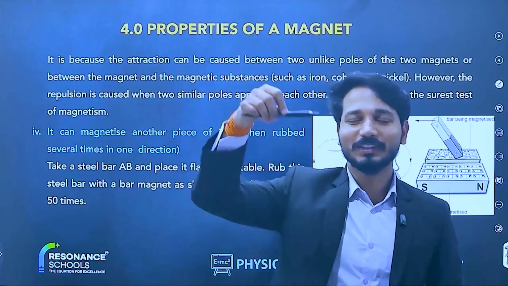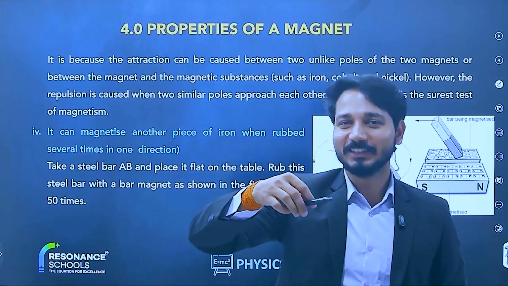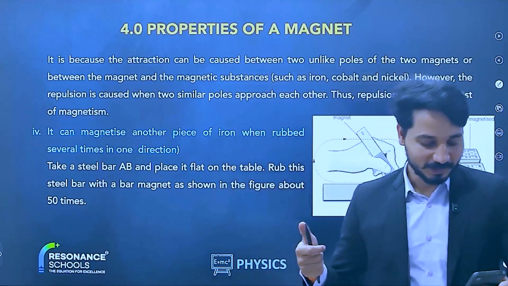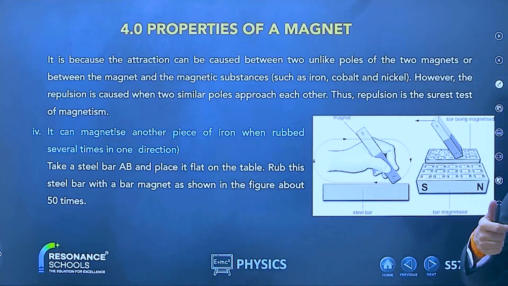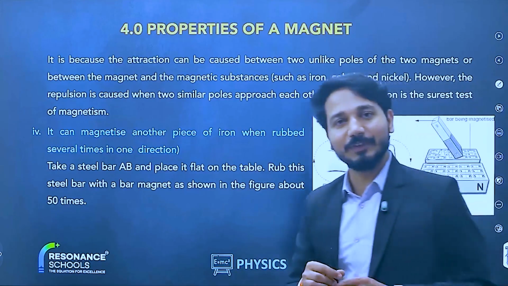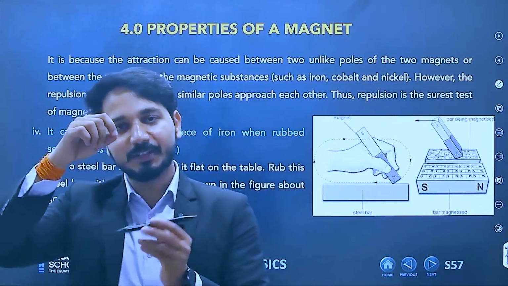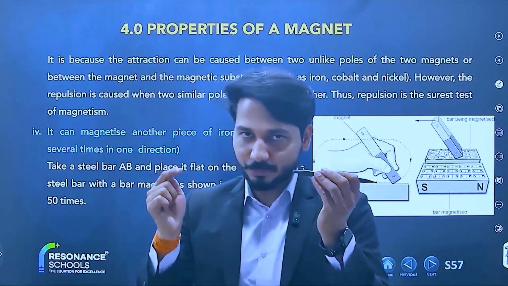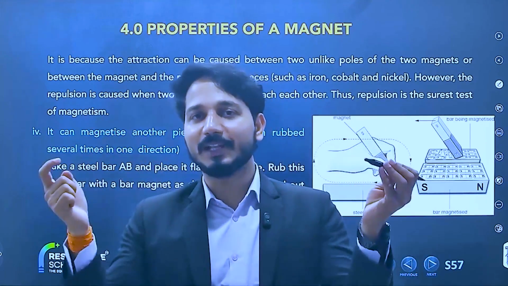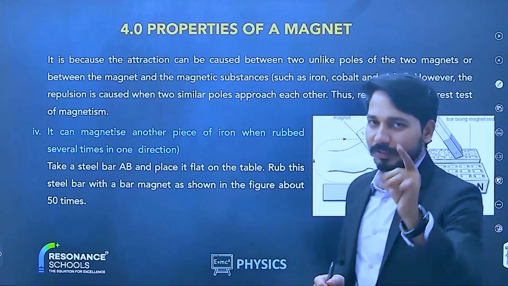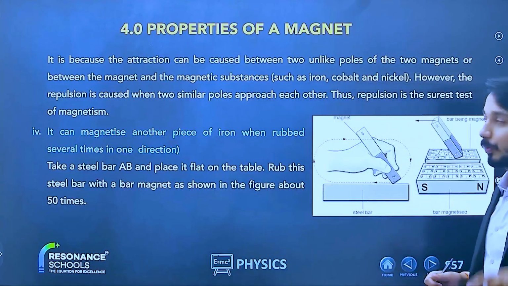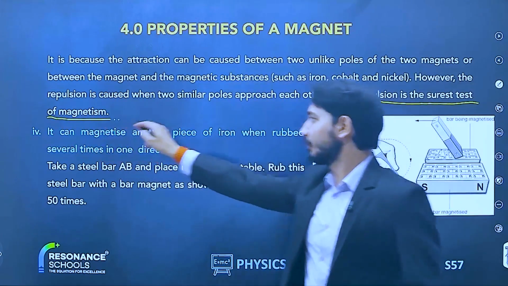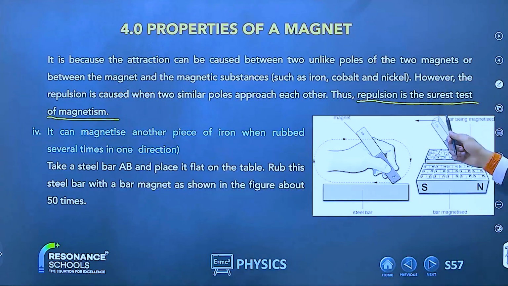Second property: when we suspend the magnet freely, it rests or points in the north-south direction. Very good, correct. Third we studied: like poles repel each other and unlike poles attract each other. After the third point, there is one more important line: this repulsion process is called the sure test of magnetism.